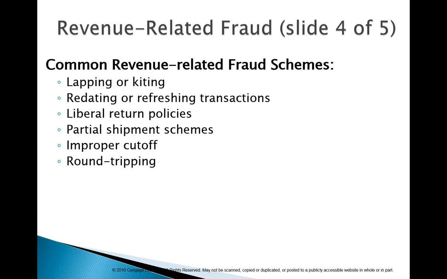So partial shipment schemes, that's where somebody may have ordered a lot of product from you, but they don't want it all at the same time. So they have a purchase order to send maybe 20 items in January and another 20 items in February. And what you'll do is you'll record all of the revenue in January, even though you're not going to deliver some of it until February.